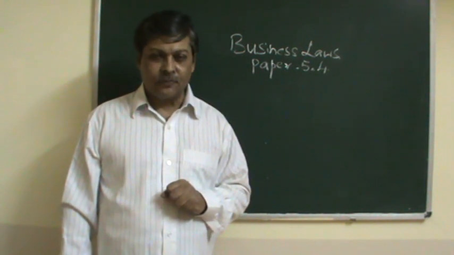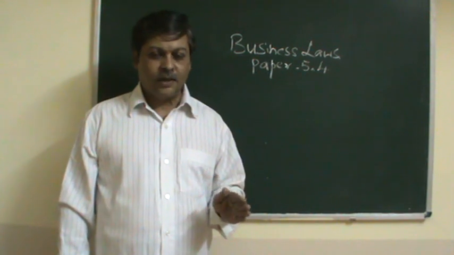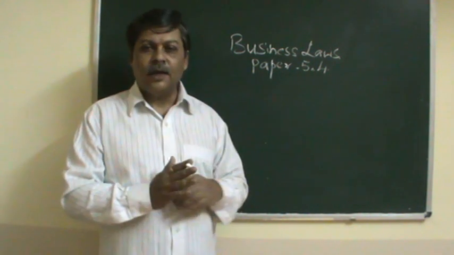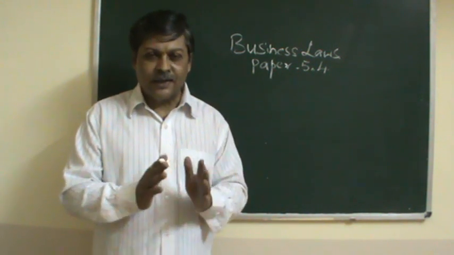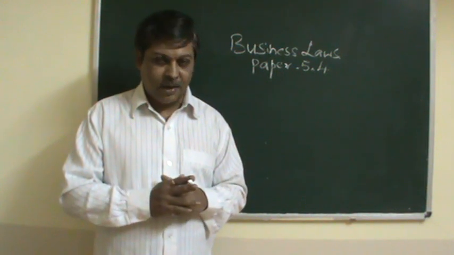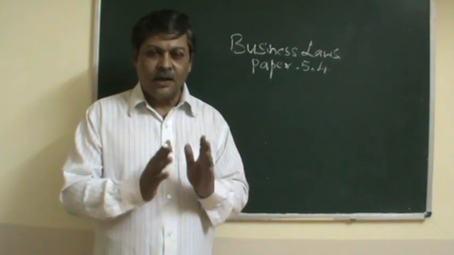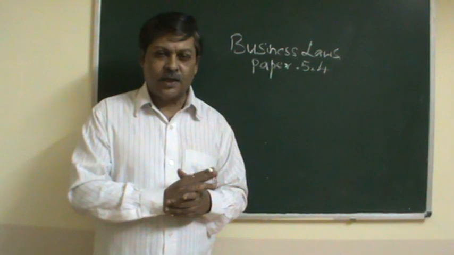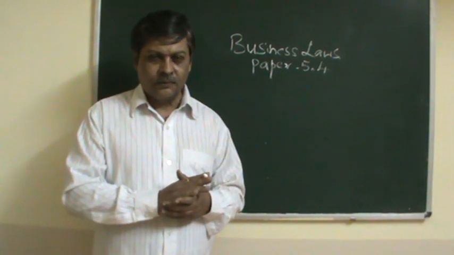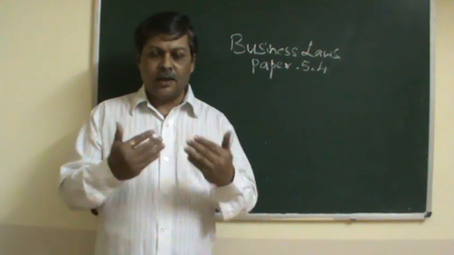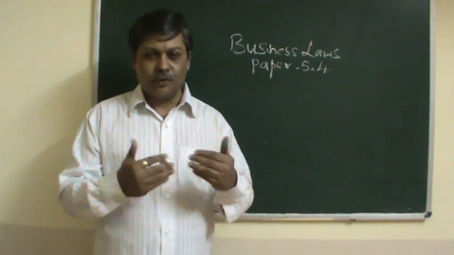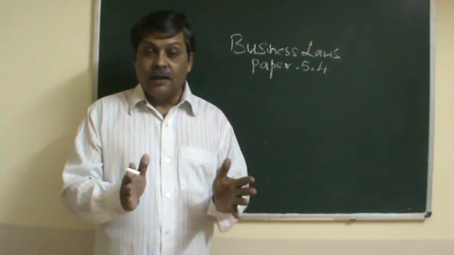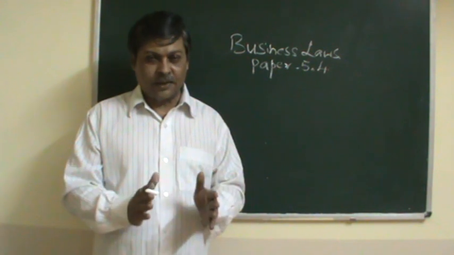As it was in the second semester, the paper you have here is 5.4, and it carries 75 marks for the theory paper and 25 marks for your internals, same as in earlier semesters. And how is that 75 classified? The question paper pattern has remained the same.